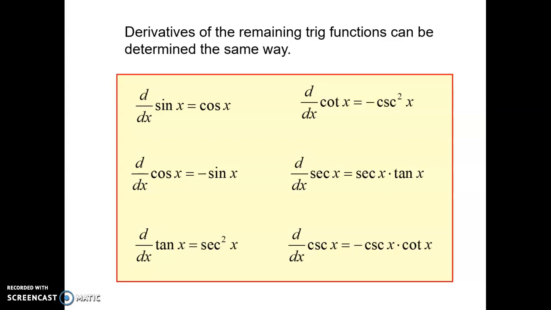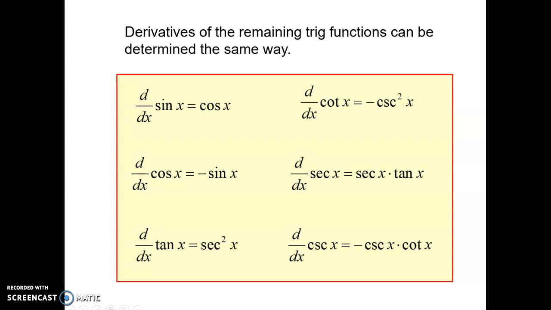So let's go through them again. The derivative of sine is equal to the cosine of x. The derivative of cosine of x is equal to the negative sine of x. The derivative of tangent is equal to secant squared x. The derivative of cotangent is equal to negative cosecant squared x. The derivative of secant is equal to secant times tangent. And the derivative of cosecant is equal to negative cosecant x cotangent x.